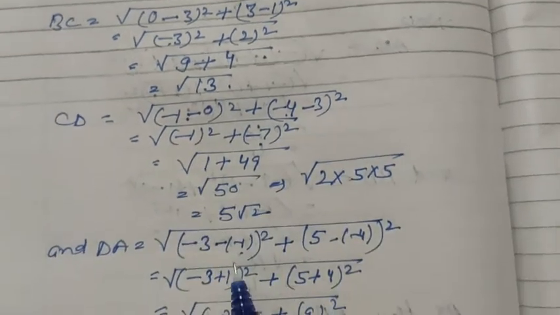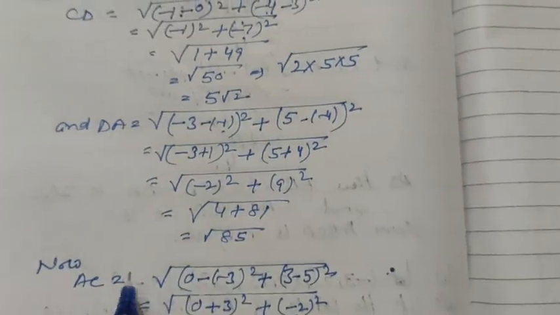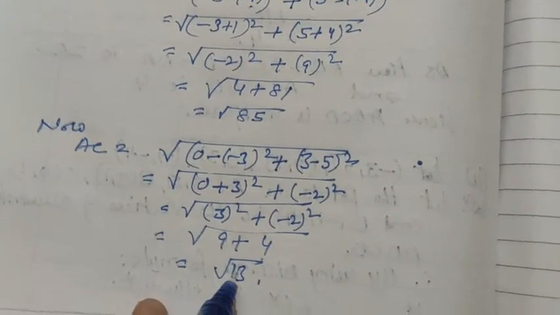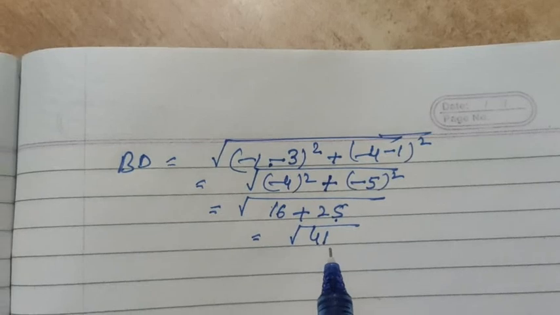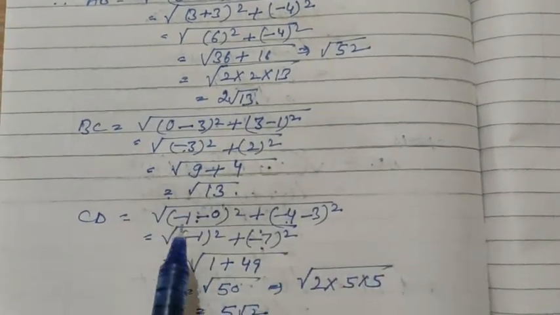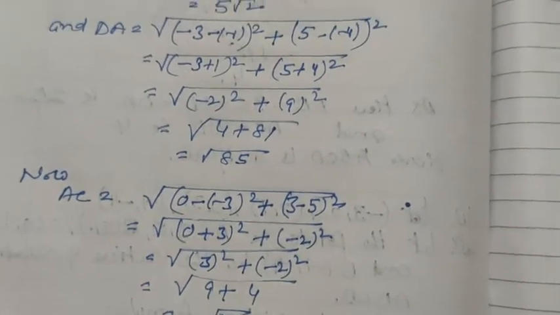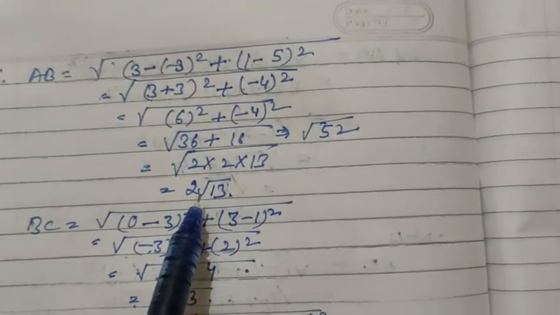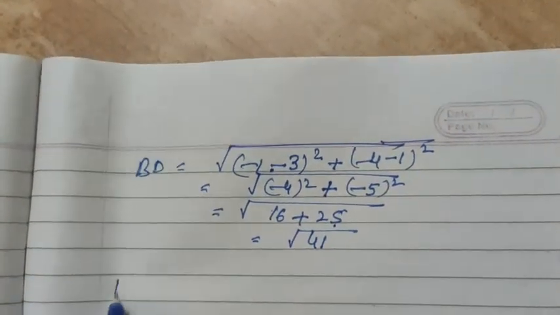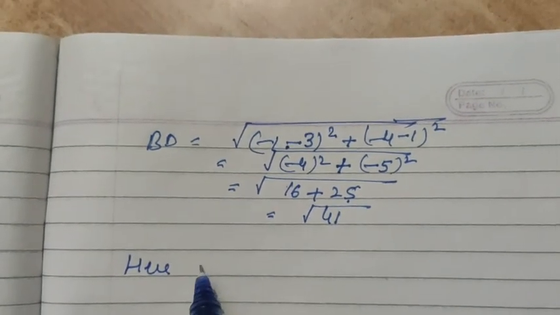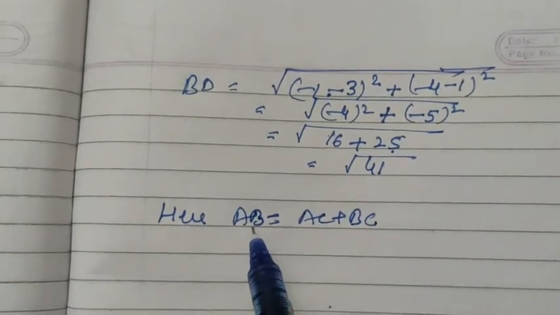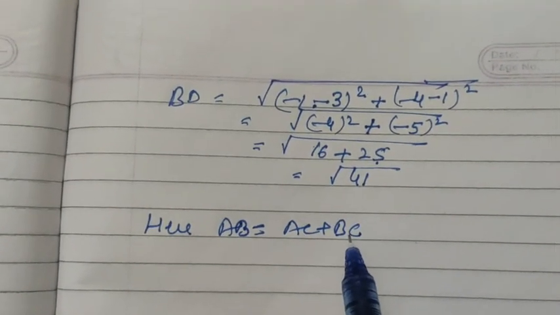Now you can see AB is 2 root 13, BC is root 13, CD is 5 root 2, DA is root 85, AC is root 13 and BD is root 41. All are different, but you can see AB is 2 root 13, BC is root 13 and AC is root 13. The sum of two sides is equal to the third side. So these 3 points are collinear. Here we have AB equals AC plus BC. That is, AB is 2 root 13, and AC is root 13 and BC is root 13. So this is 2 root 13.